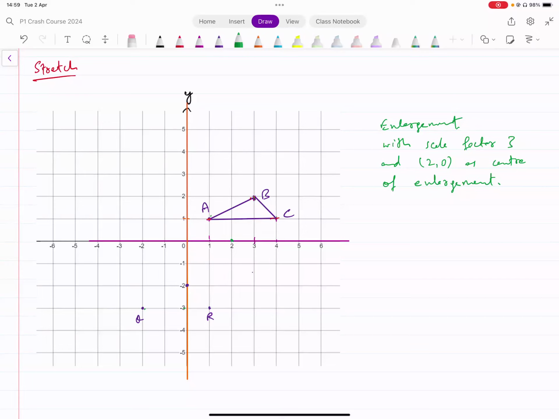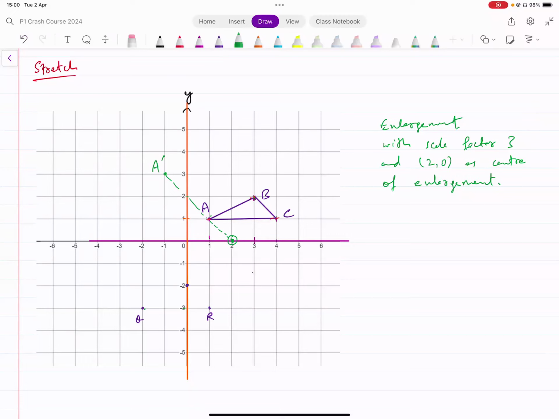If you had to do this enlargement with scale factor 3 and (2, 0) as the center of enlargement, how would you do this? Point (2, 0) is here, right? This point here. This is the point of reference. This is the invariant point, center of enlargement. The way to do enlargement was you used to measure the distance of each point from the center of enlargement, and you would multiply that distance by 3, whatever the scale factor is. In this case, the scale factor is 3. So what would the enlarged diagram look like? This point A would go like this. This is one box diagonally. This is going to go 2, 3 boxes here. This is A dash.